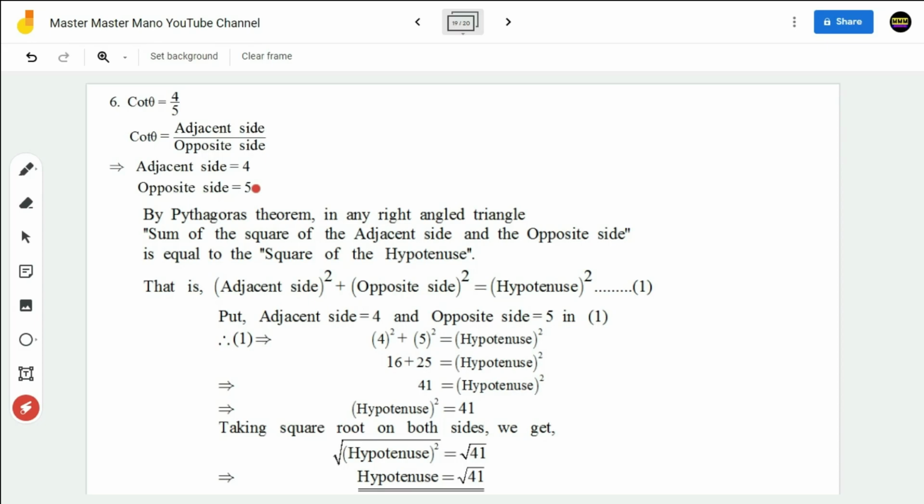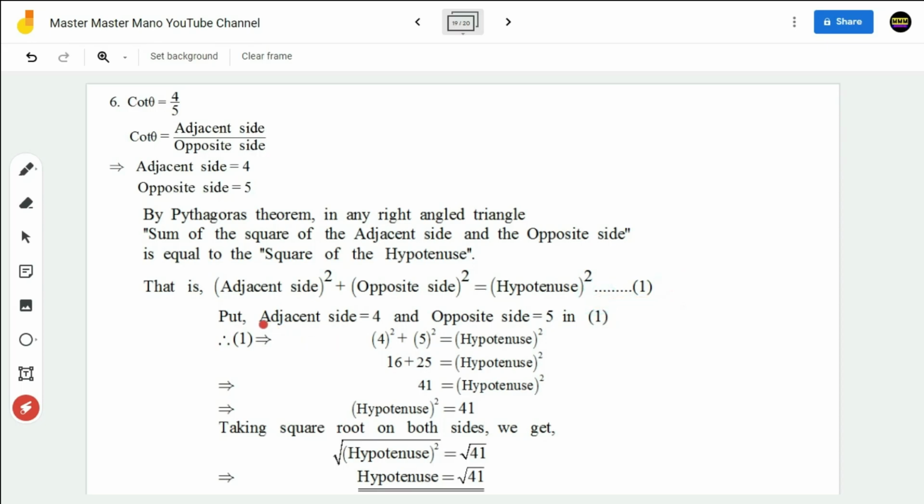For the right angle triangle, we were given the length of the adjacent side and the length of the opposite side. We were not given the length of the hypotenuse. We are going to find the length of the hypotenuse by Pythagoras theorem. Pythagoras theorem states that the sum of the square of the adjacent side and the opposite side is equal to the square of the hypotenuse, that is adjacent side square plus opposite side square equal to hypotenuse square, and this is named as equation 1.